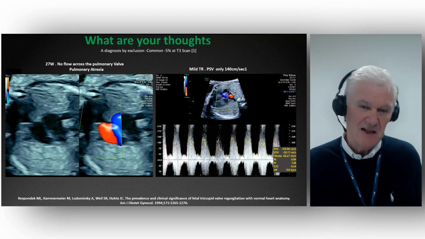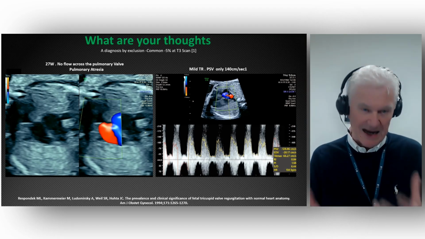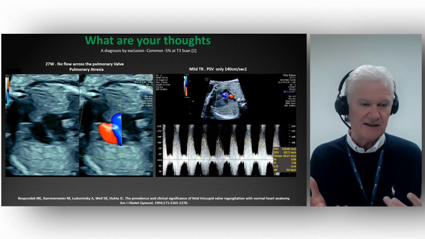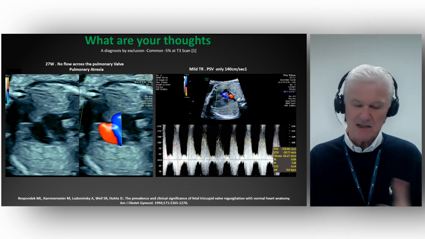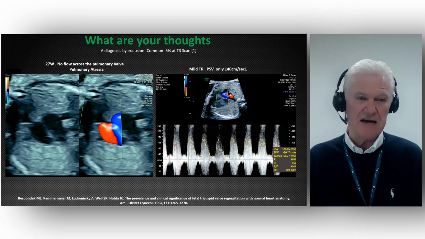So what am I saying? The severity, or the lack of severity, of regurgitation does not necessarily indicate severity of underlying disease. It's a misconception that has existed for years.